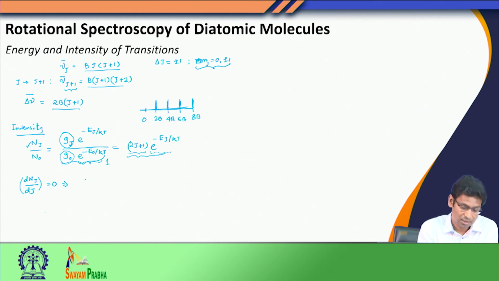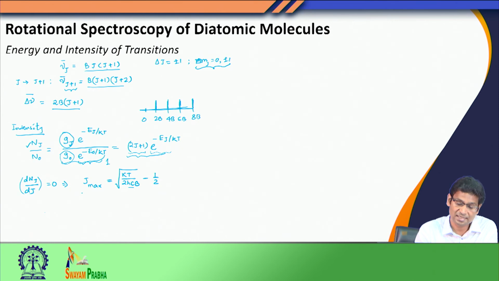When we do that, you will see the root of this equation comes out as J max, the J level where the maximum population occurs. This comes out to be kT divided by 2hCB, minus half. K is Boltzmann's constant, T is temperature, h is Planck's constant, c is the speed of light, and B is the rotational constant, which is molecule specific.